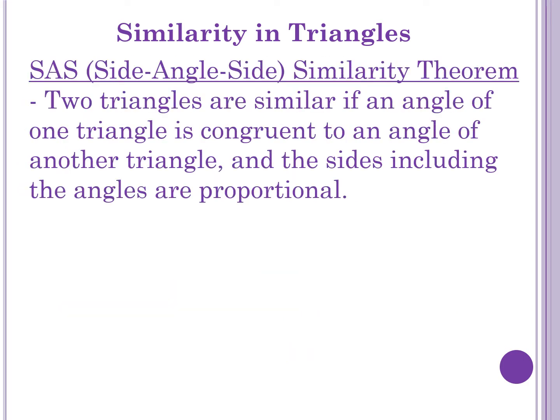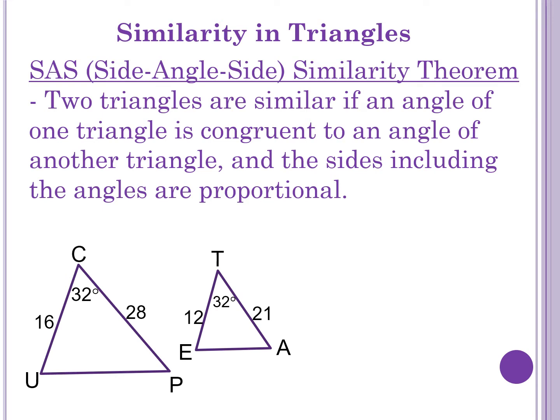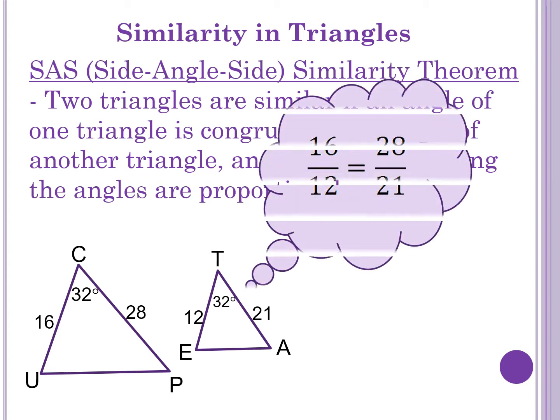Next, we have the SAS similarity theorem or SAS similarity theorem. It states that two triangles are similar if an angle of one triangle is congruent to an angle of another triangle, and the sides including the angles are proportional. So say for example, we have triangle CUP and triangle TEA. Let us get the ratios of the corresponding sides.